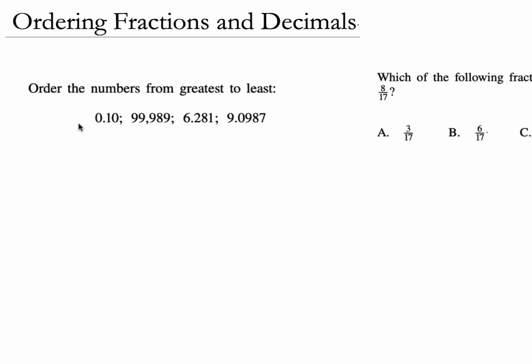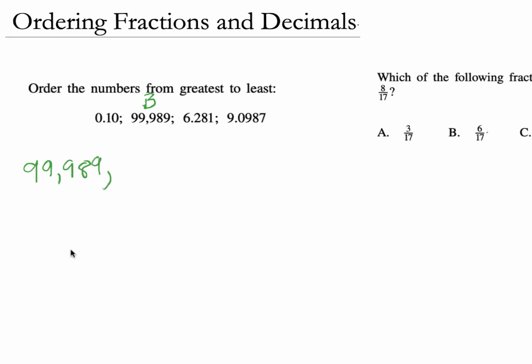But before you do that, you can take a look at the numbers. Here, I notice I have 0.10. And then here, this is actually a whole number. This is 99,989. So this is actually your biggest number. Then we have 6.281, and then we have 9.0987. So I already know that 99,989 will be my first number.